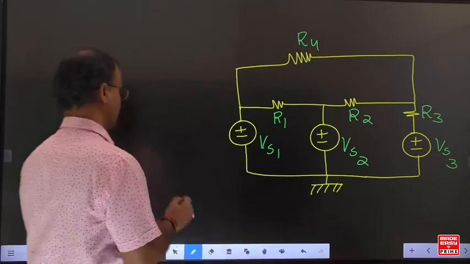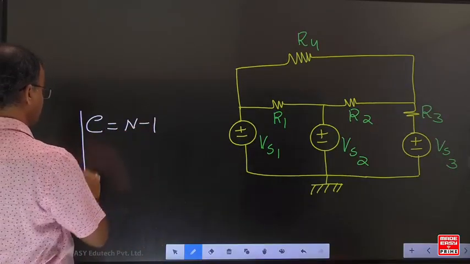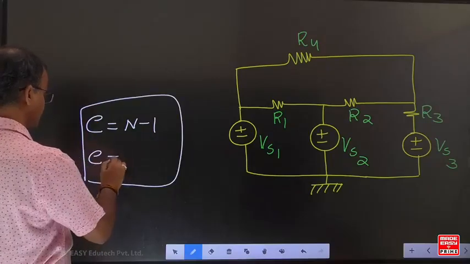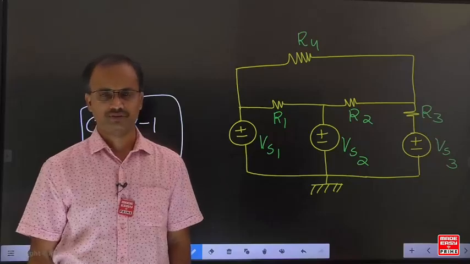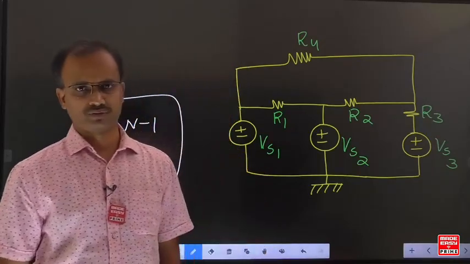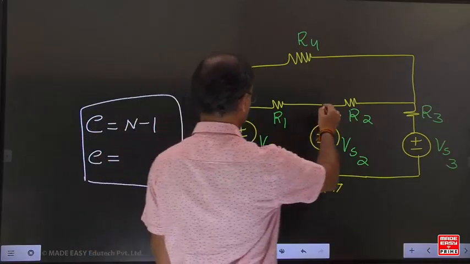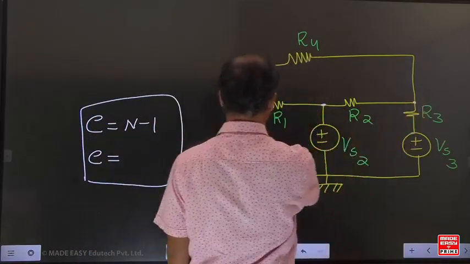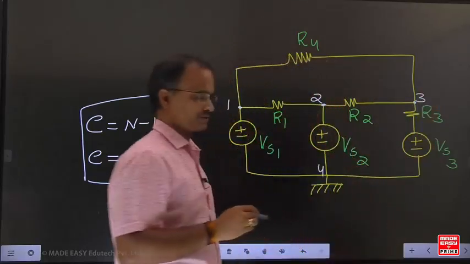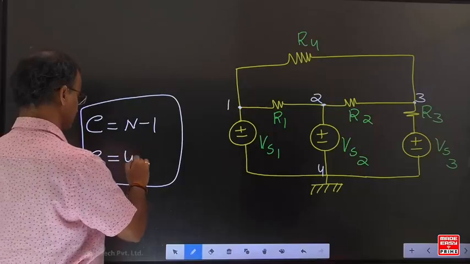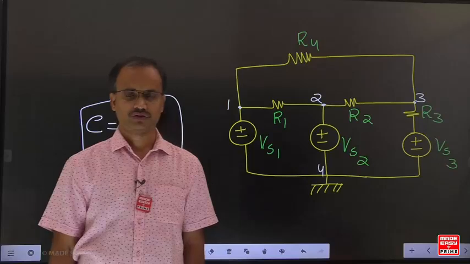Let's check it out. According to our formula, yesterday we discussed that the number of equations is equal to n minus 1. I hope all of you remember this. In nodal analysis, the total number of equations equals n minus 1, where n is the total number of principal nodes. This is principal node 1, principal node 2, 3, 4. Total principal nodes are 4. So 4 minus 1 gives 3 equations.